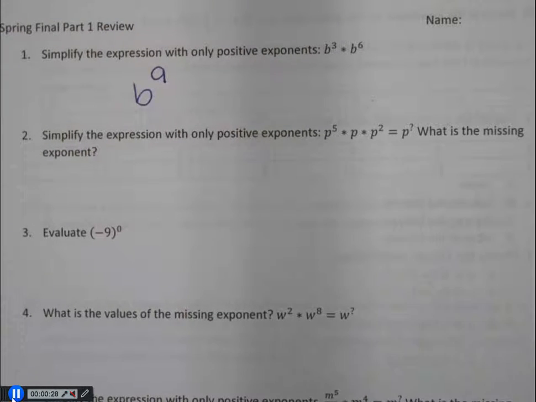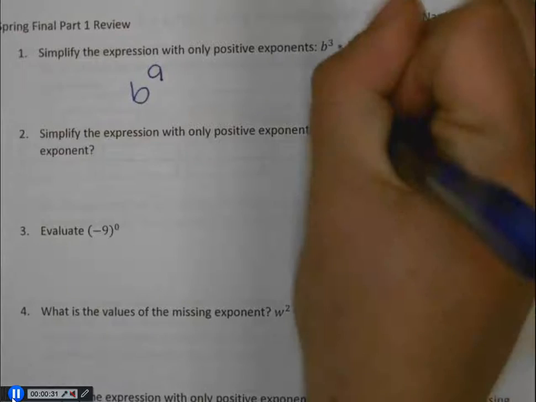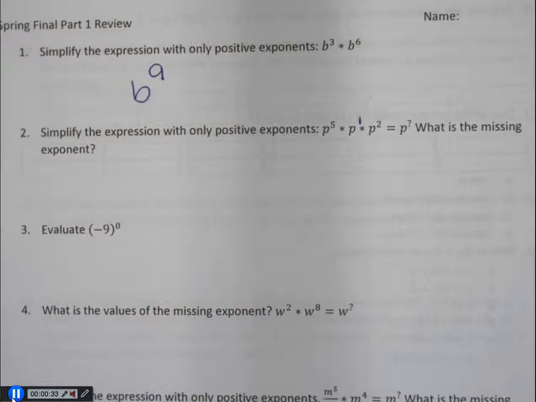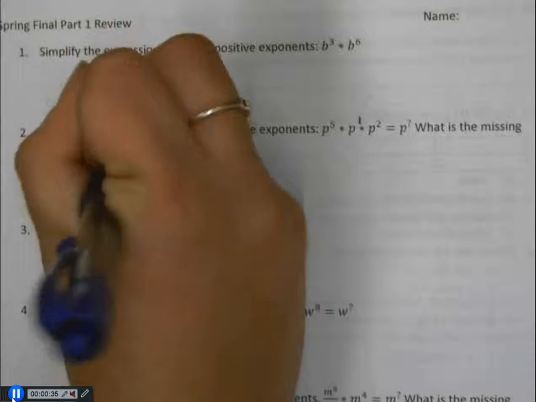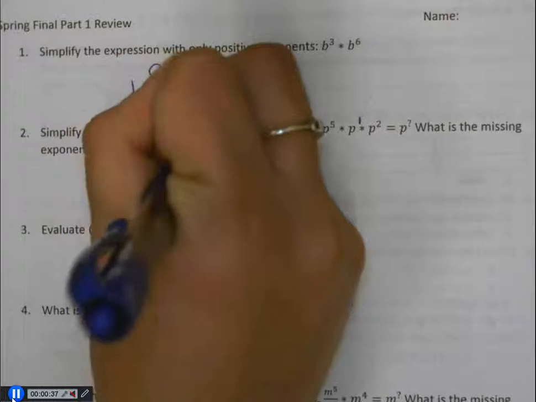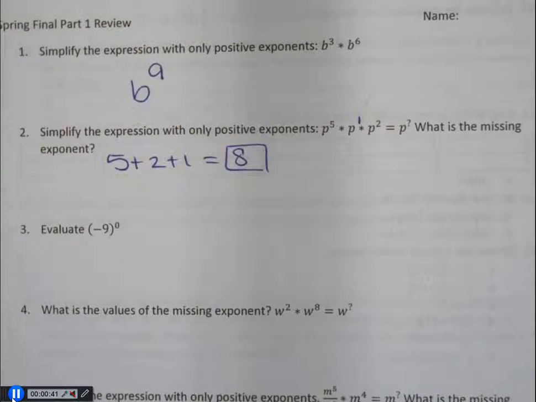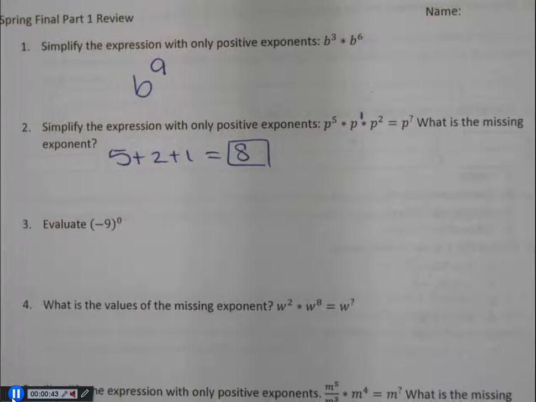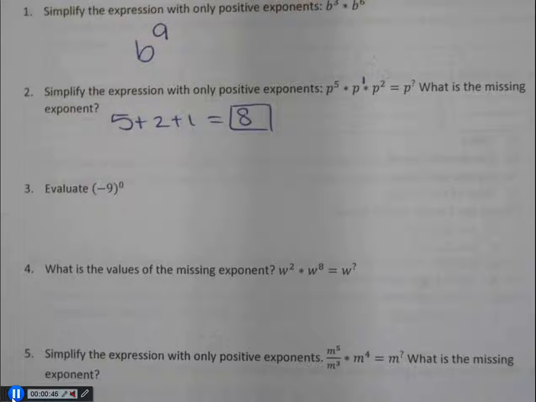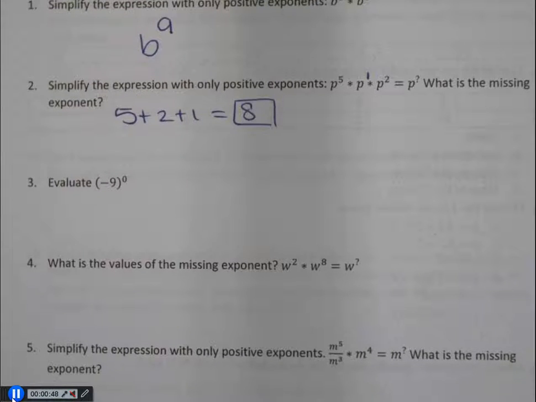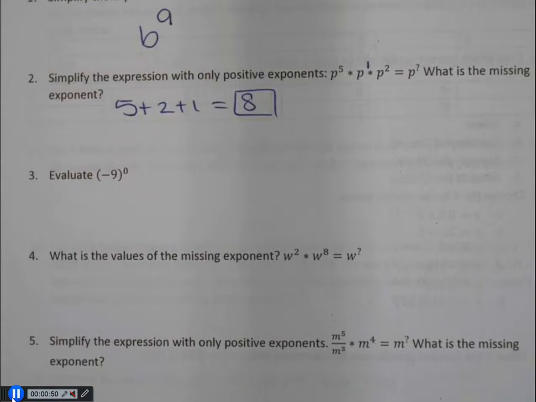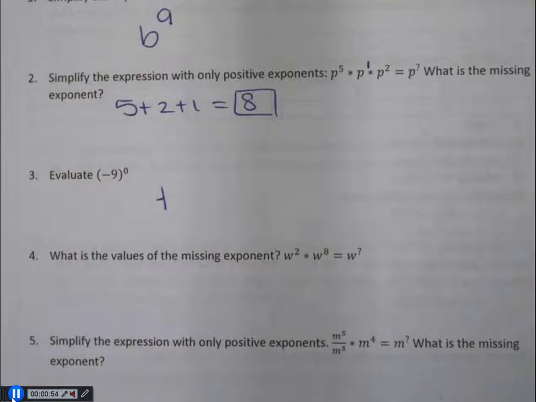Same thing on number 2, it wants me to simplify with only positive exponents. This one has a secret 1, so 5 plus 2 plus 1. And this one just wants the missing exponent, it doesn't want me to write it. Anytime I have something raised to a 0 power, it turns into 1.